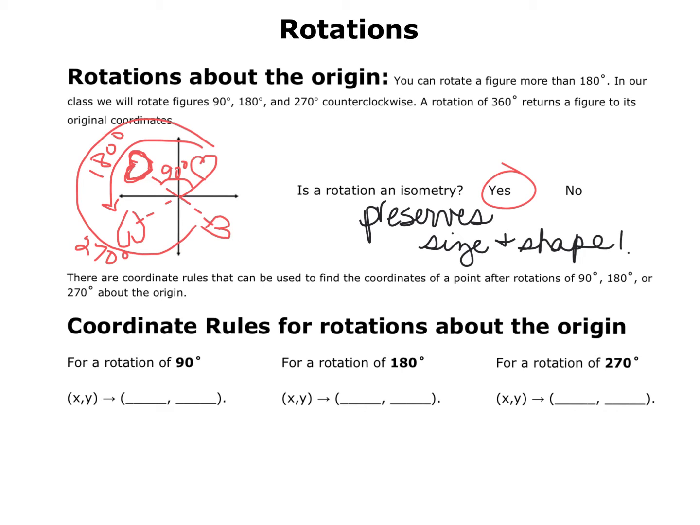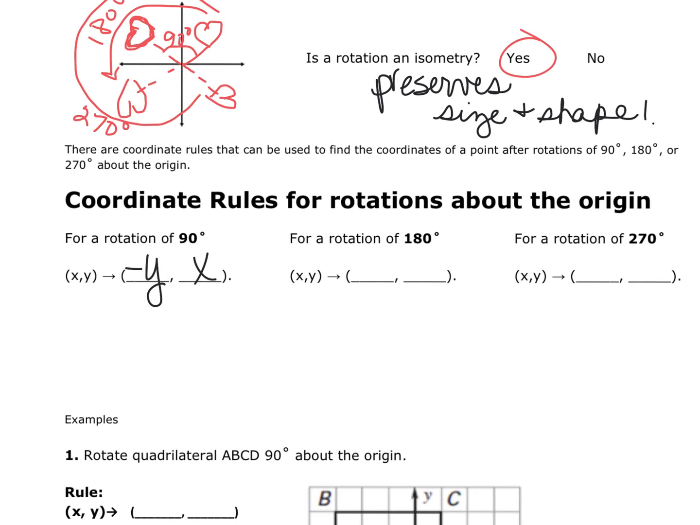So for 90 degrees, we have (x, y). We can just change the coordinates to (negative y, x). If I have my (x, y) coordinates and I plot this at (4, 2), and I travel 90 degrees, I end up here. I end up at (negative 2, 4).